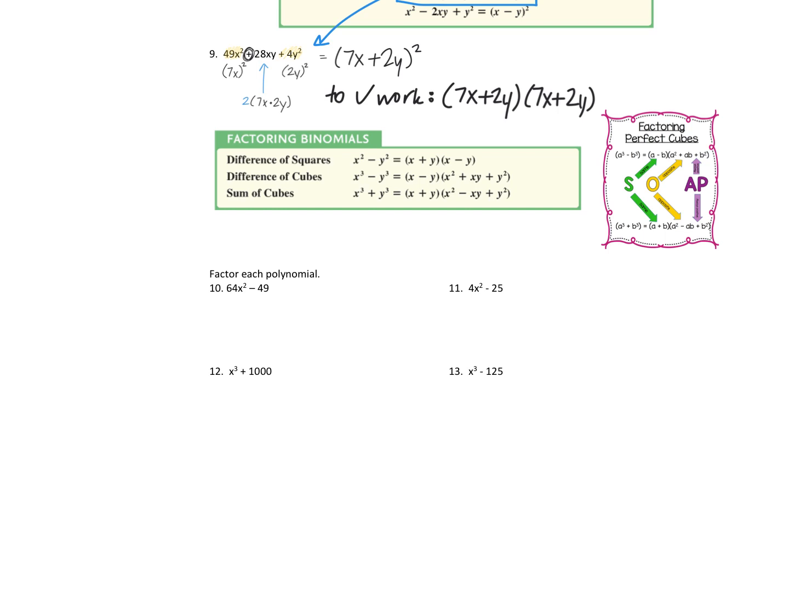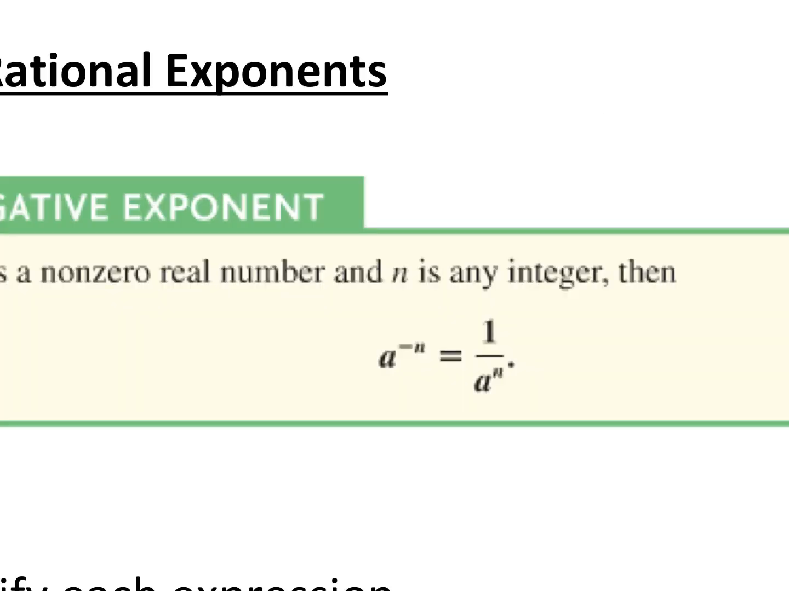Difference of squares and difference and sum of cubes. A reminder that we have this acronym, SOAP: same, opposite, always positive, which helps you figure out the signs that go in between the terms, which I'll show you more in a second. If you have a negative exponent remaining in your expression, you are not done. So please make sure that the negative moves to the other side.